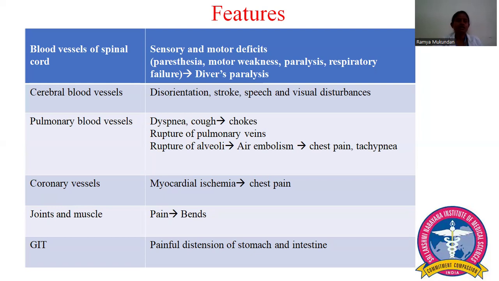So depending on the site of lodgement of the bubble, the symptom develops. When it develops in the blood vessels of the spinal cord, it causes paralysis. That is why it is called diver's paralysis. In the respiratory system, it is called chokes. In the joints and muscles, it is bends. That is why this decompression sickness has multiple names as dysbarism, chokes, diver's paralysis, bends, compressed air sickness, all this.